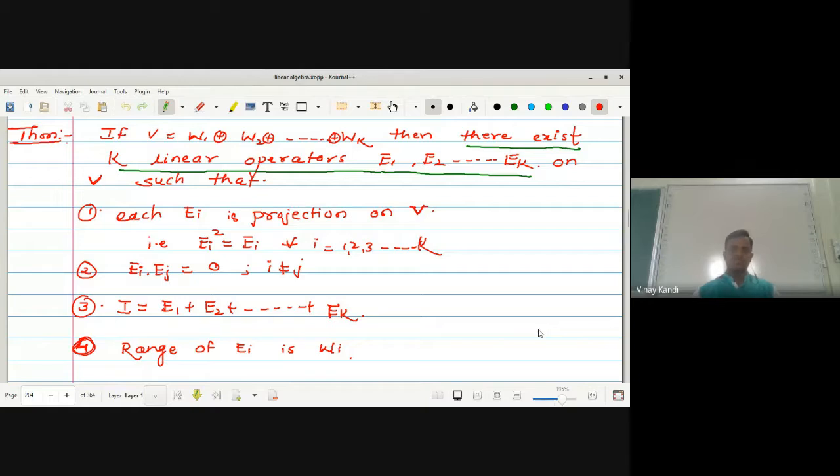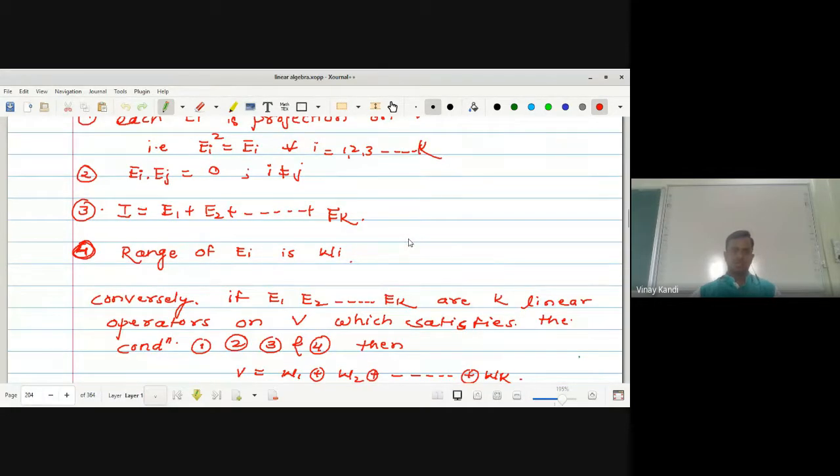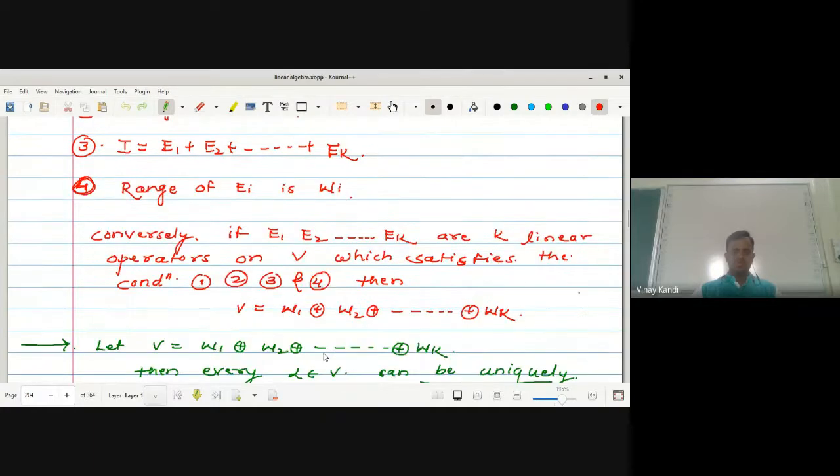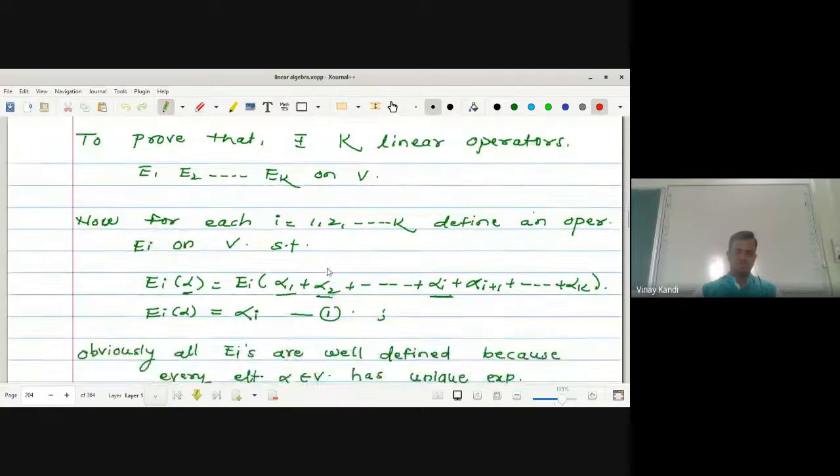Okay. So in the last lecture, we saw the theorem that if V is the direct sum of all the subspaces, then there exists k linear operators E1, E2, up to Ek, such that this whole condition holds. And conversely, if the Ei are linear operators that also satisfy the four properties, statements 1, 2, 3, 4, then V is equal to the direct sum of all these subspaces. So this is the proof of the theorem.